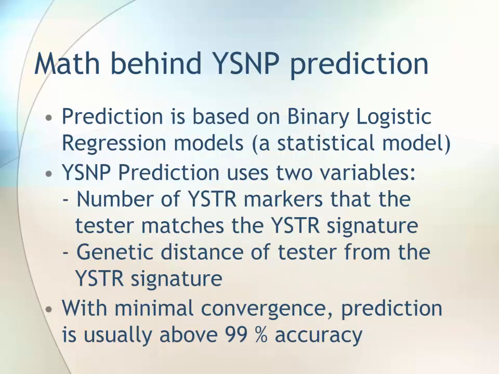The math behind this YSNP prediction is called binary logistic regression. This is a statistical model. YSNP prediction uses two variables. It uses the number of YSTR markers that the tester matches in the YSTR signature, and it takes the genetic distance of the tester from the YSTR signature. Based on those two inputs, it comes back and gives you a prediction percentage anywhere from 1% to 100%. With convergence, prediction is usually above 99%.